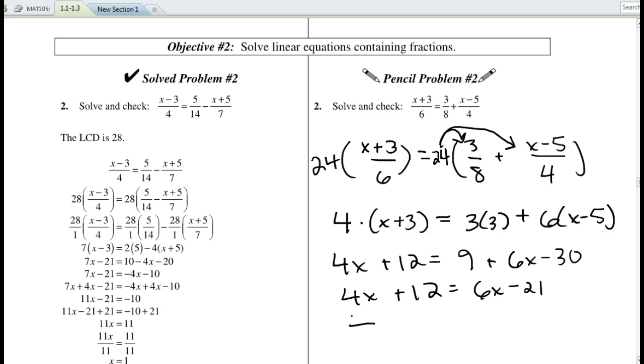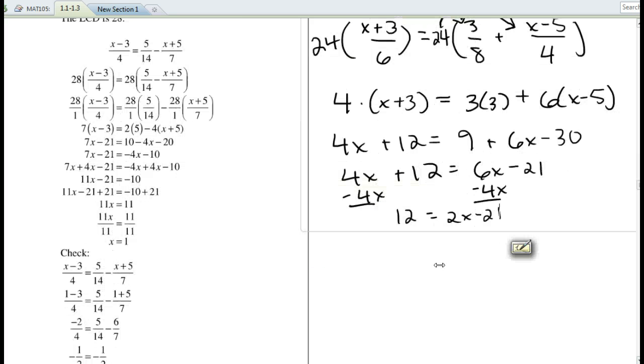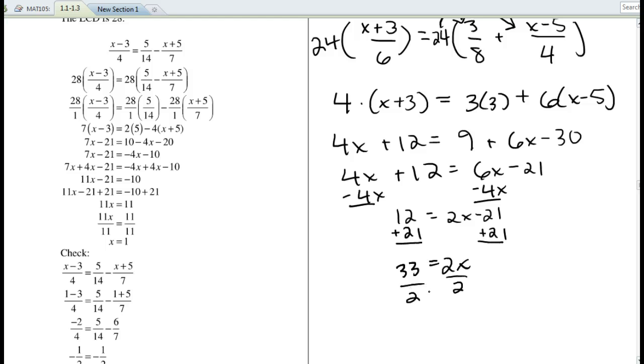And then move our x's to one side. So we have 12 equals 2x minus 21. And then get a little more room, and then we can add 21. So we have 33 equals 2x. Divide by 2. X is 33 over 2. That is your answer. Or if you want it in decimal form, you can turn that into 16.5.